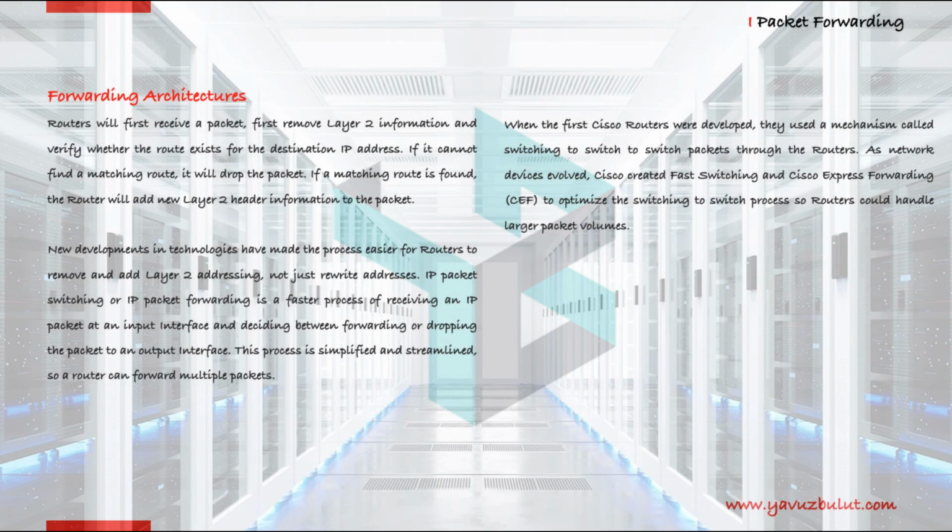On this page, let's briefly talk about forwarding architectures. Routers first receive a packet and remove the Layer 2 information, then check if a route exists for the destination IP address. If it cannot find a matching route, it will drop the packet. If there is a matching route, it will send the packet.